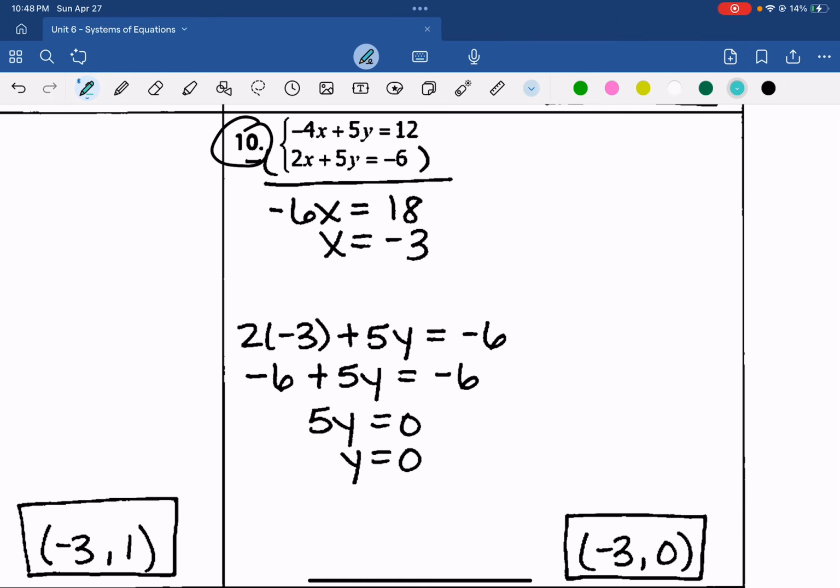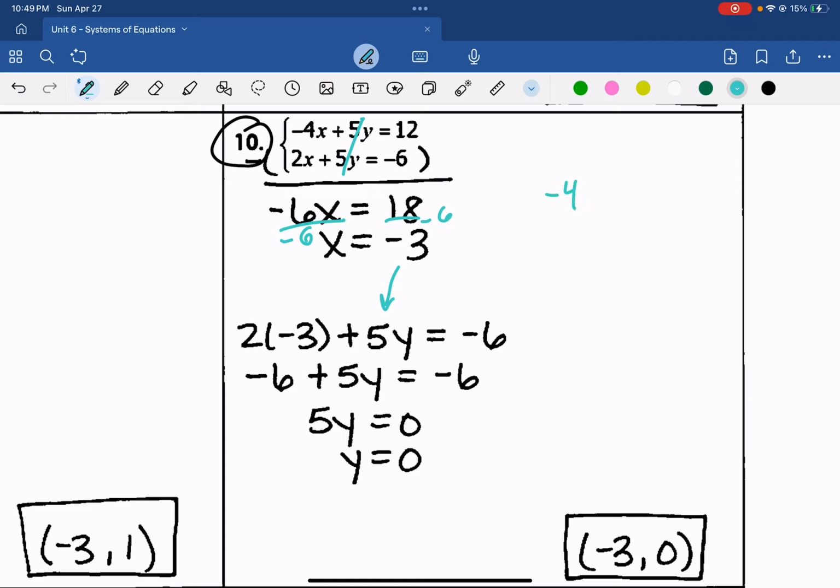Let's see. In blue, I'm trying to eliminate these. My x's don't match. My y's do. So 5 minus 5, that's going to give me 0. So these will really cancel. -4 minus 2 gives me -6x. 12 minus -6 is 18. Okay, then that's an easy solve. I just divide both sides by -6, and I get x equals -3, and plug it in. So I'll leave that there. You can pause if you need to look that over. You should get (-3, 0) when you plug it in.